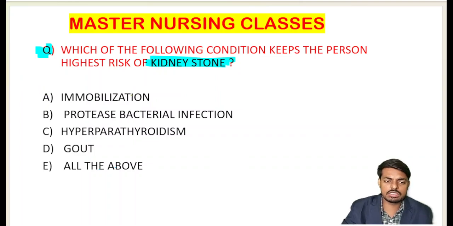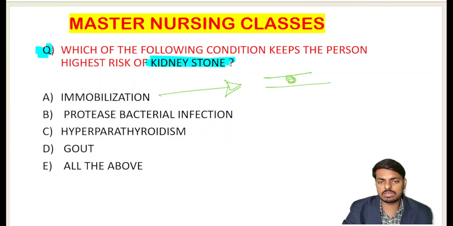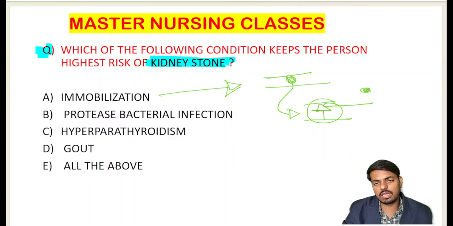Immobilization is very, very important, students. If the patient is prolonged immobilized or bedridden, the bones will start to deteriorate. When the bone deteriorates, calcium moves from the bone to the blood, causing hypercalcemia. When there is an accumulation of calcium in the kidney, it leads to supersaturation of urine with calcium and oxalate, which forms the calcium oxalate stone.